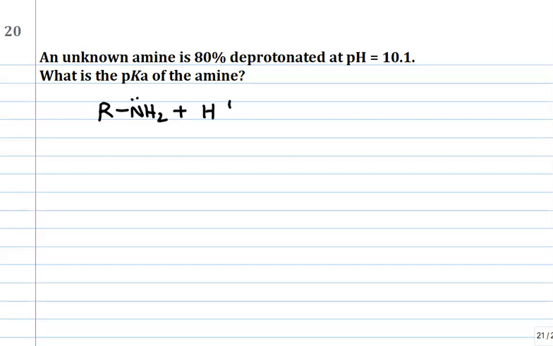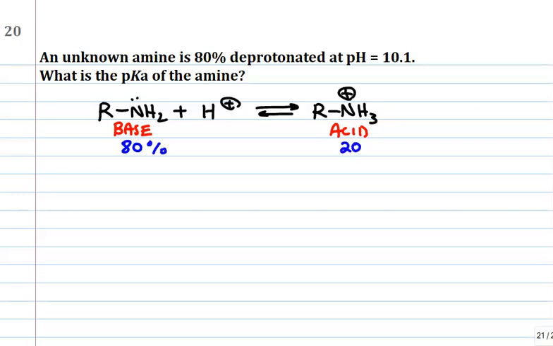I know we have this equilibrium set up in terms of the acid and base forms of this particular amine. This is the base form. This is the acid form. And so the problem gives us 80% deprotonated at a particular pH value. Well, that means 80% is in the base form, 20% is in the acid form. I want to know what's the pKa of the amine.